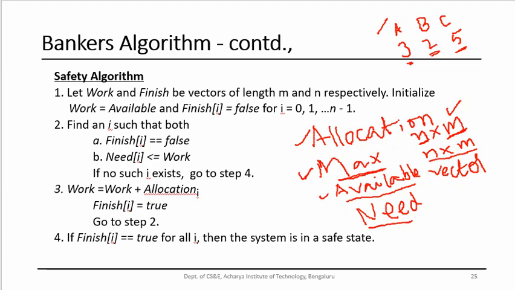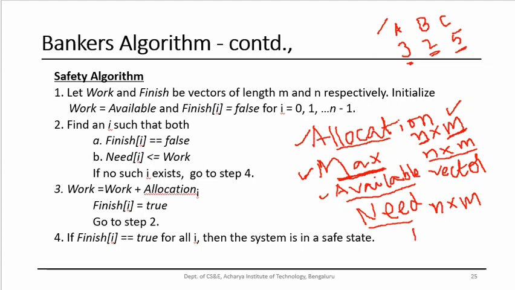Now what is need? We have allocation, and we also know the maximum number of instances of resources that are required. Using these two pieces of information, we can get need. The need of a process is maximum minus allocation. So this need also has to be an n cross m matrix.